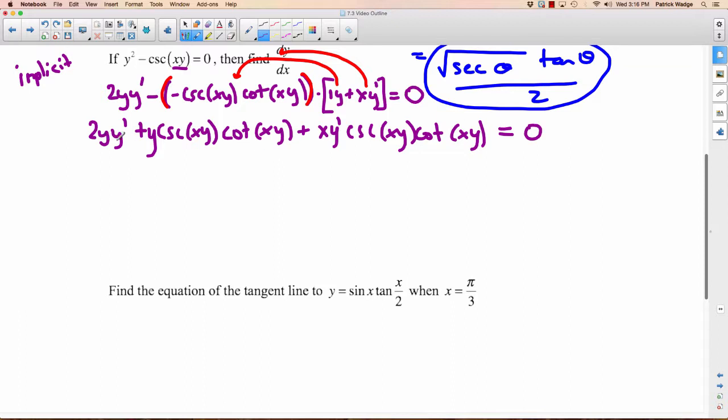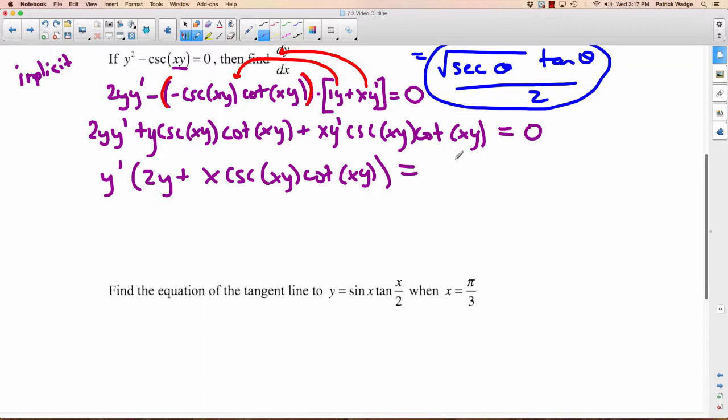So I see a y prime in the first term and the third term, but not in the second. So I'm going to move the second one over, and at the same time I'm also going to take a y prime out of the first and third terms. So I get y prime, and what I have left is 2y plus x cosecant xy cotan xy equals, all this moves over and becomes negative. Negative y cosecant xy cotan xy.